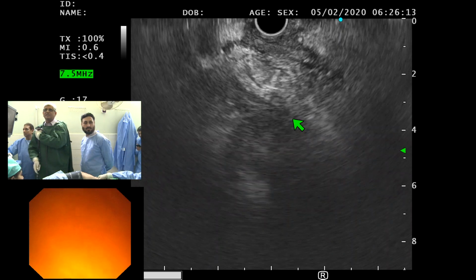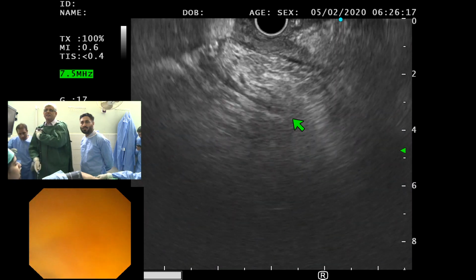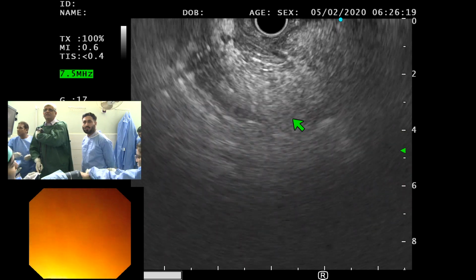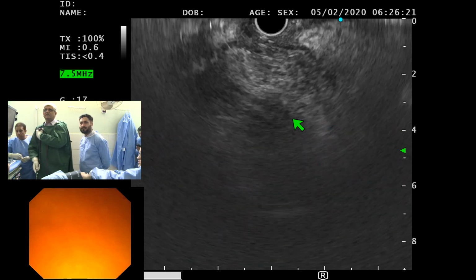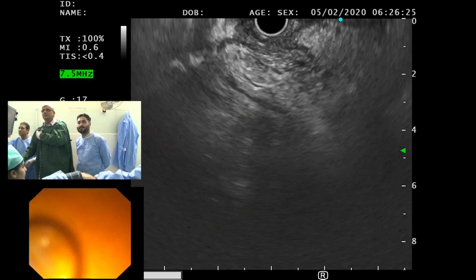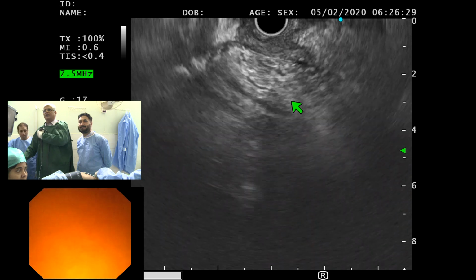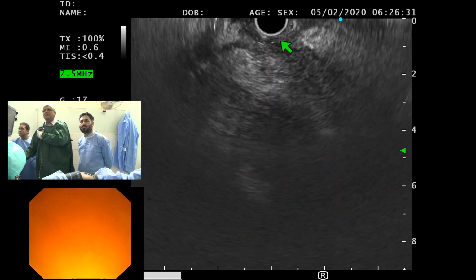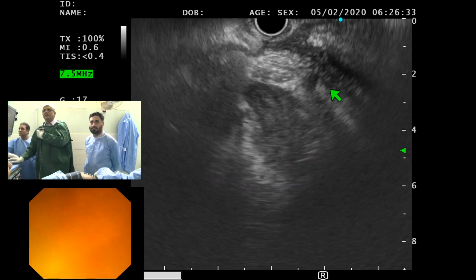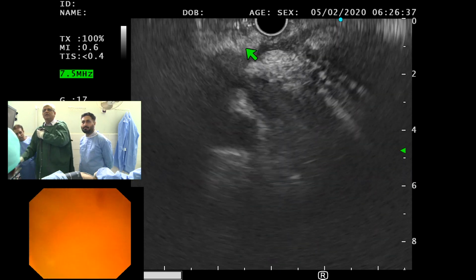So my tip is up, and that's the pancreatic duct if you can see that. Can you see the pancreatic duct now as well? Yeah, we can see the pancreatic duct. So that's the pancreatic duct there and that's the CBD there with the stent in. There is no mass here that I can see going towards the ampulla.